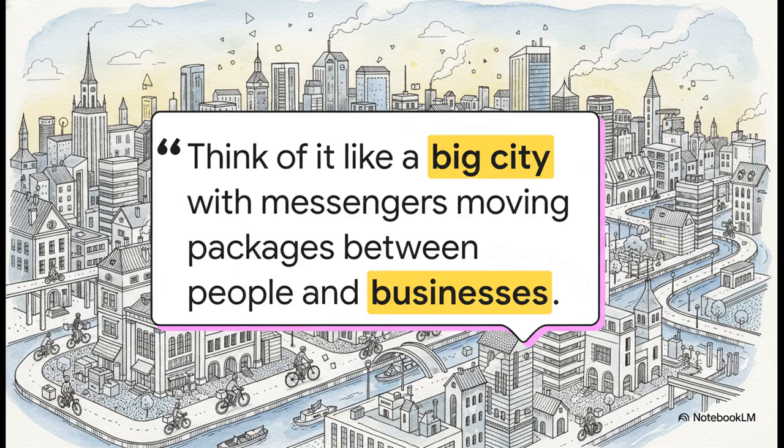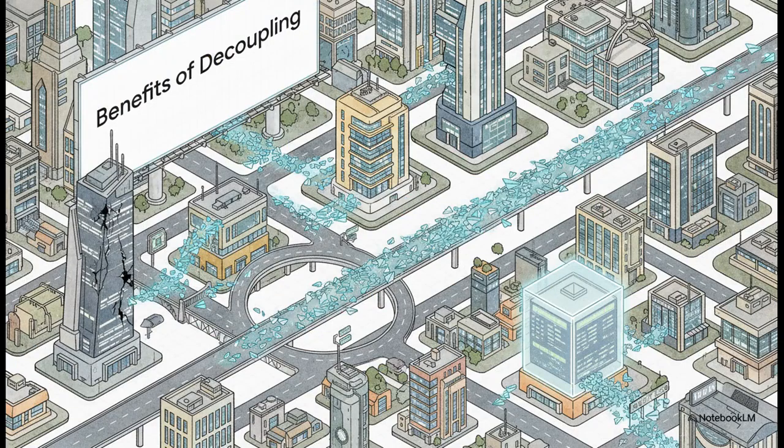I love this analogy. Just picture a huge, bustling city. The person sending a package, they don't need to know the mail carrier's name or their exact route. They just drop the package in the mailbox. The city's postal system, which is kind of like our message broker, handles everything else. That's exactly how these decoupled services work. And when you run your system like a city, you get these incredible advantages.